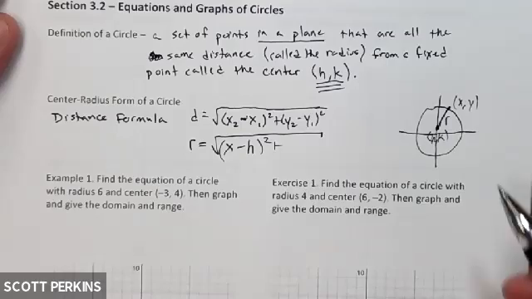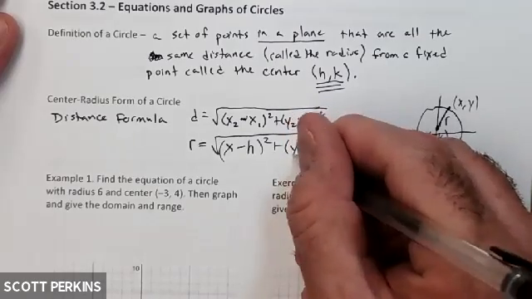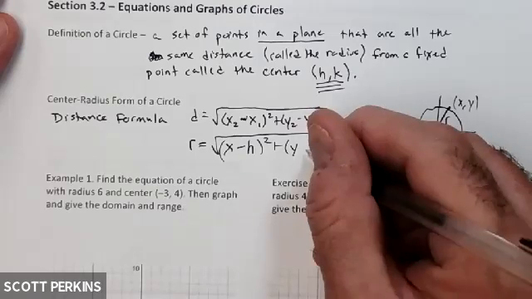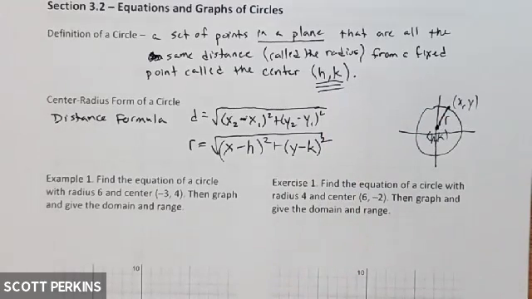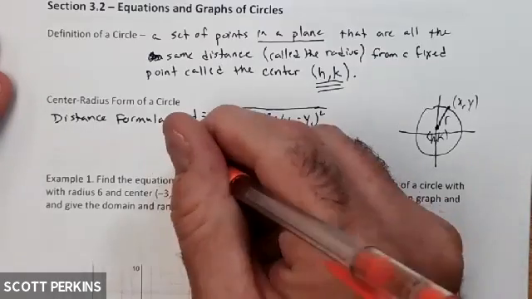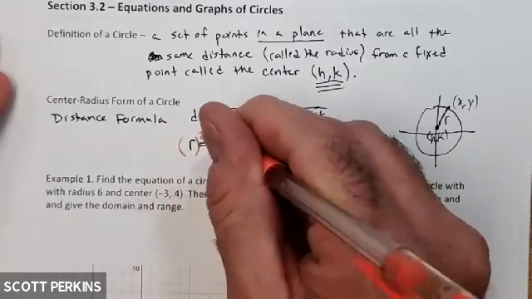And then my distance between my y's is the y value that's on the circle minus k, which is the y value of the center, squared. And then we're just going to do one more thing, and then you've got for yourself the equation of any circle. What we're going to do is get rid of that radical. In order to get rid of the radical, I am going to square both sides of this.